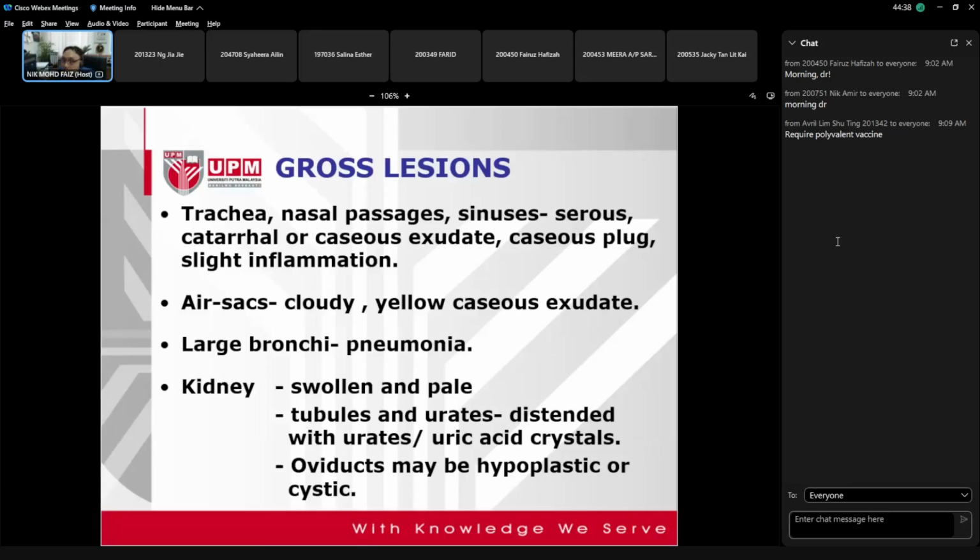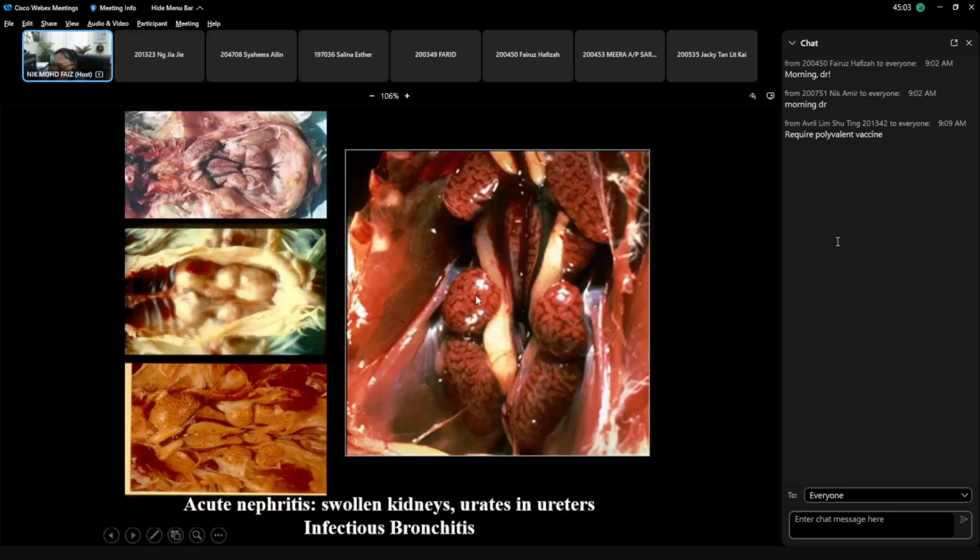Cloudy yellow caseous exudate. In the large bronchi, you'll see pneumonia. In the kidney, for those nephrotropic strains, you will see swollen and pale kidneys, with tubules and ureters distended with urates and uric acid crystals, and oviducts may be hypoplastic or cystic, if they are affecting the reproductive system. So this is what I expect to see.